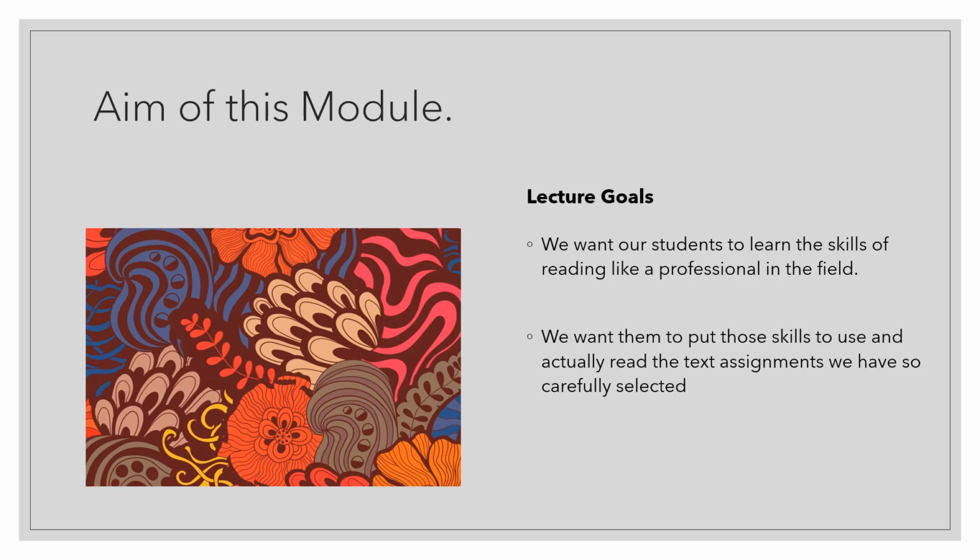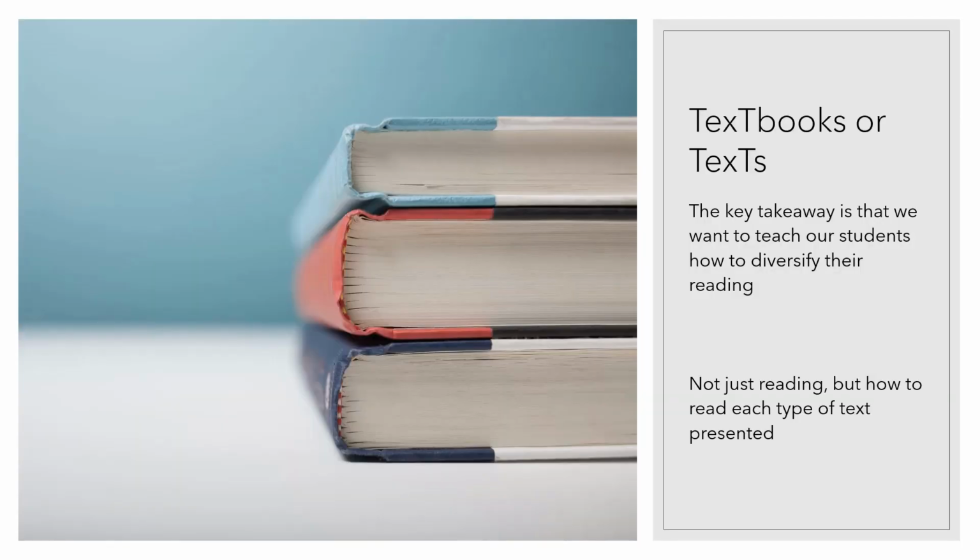The aim of this module, or the lecture goals, is that we want our students to learn the skills of reading like a professional in the field. Goal number 2 is that we want our students to put their skills to use and actually read the text assignments we have carefully selected for them. Textbooks or text, the key takeaway is that we want to teach our students how to diversify their reading. Not just reading the information, but how to read each type of text presented.